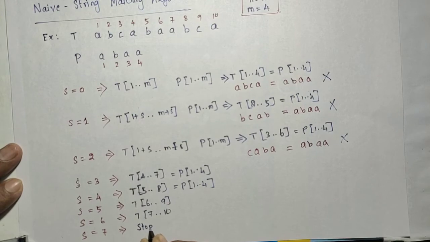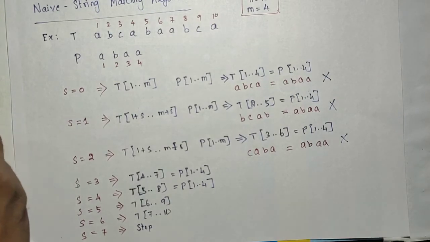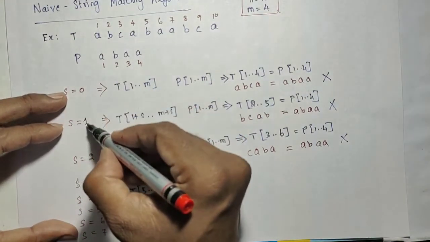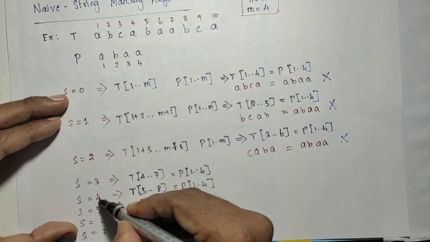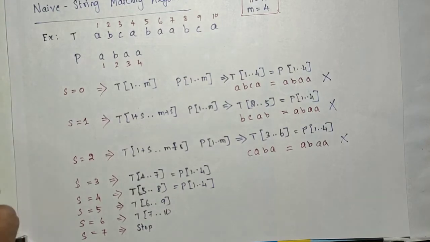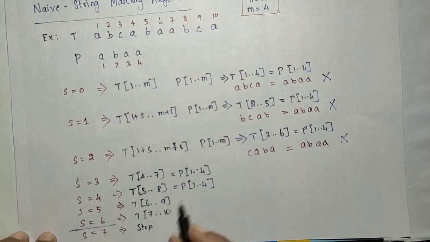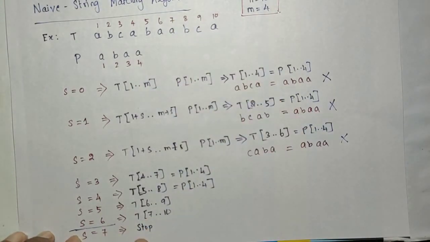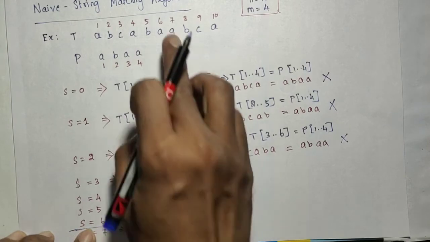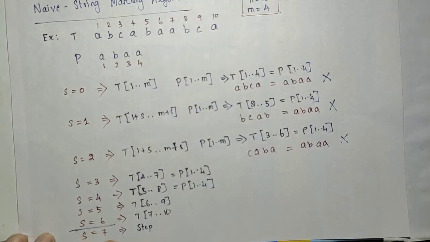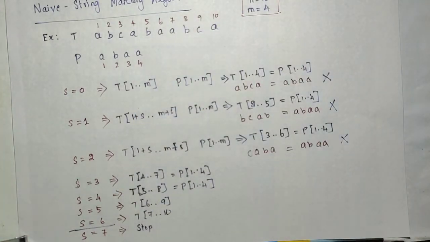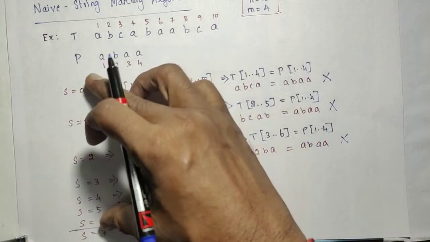Continue, stop comparison. Okay, so the loop iteration should be executed from s equal to 0, s equal to 1, s equal to 2, s equal to 3, 4, up to 6. Till that we need to stop. When s equal to 7, I have to stop, because 7 reached means what? Sorry, s equal to 6, 7 to 10, the last 4 characters are compared. s equal to 7 means 8 to 11. 8 to 11 means invalid.